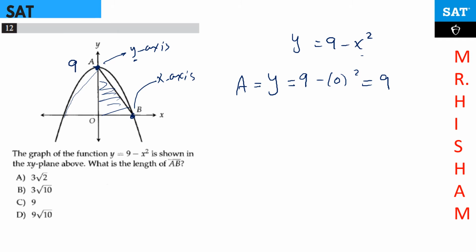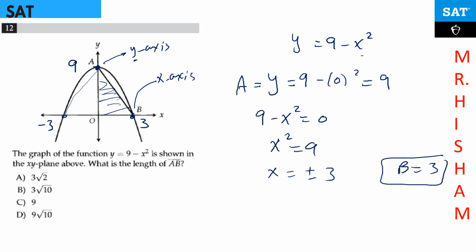And to find the point B, I've got to replace y with 0. So 9 minus x squared is equal to 0. So x squared is equal to 9. So x is equal to positive and negative 3. So this point is 3 and that point is negative 3. So I have the point B as 3.